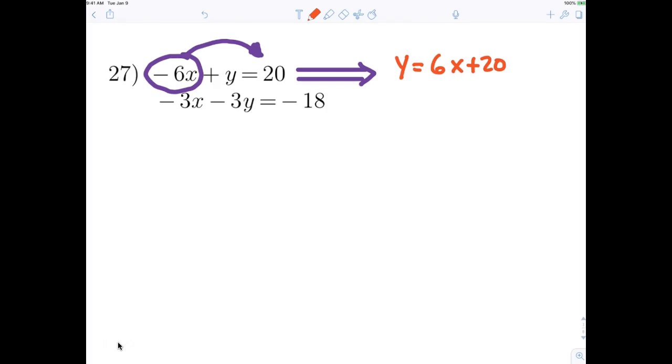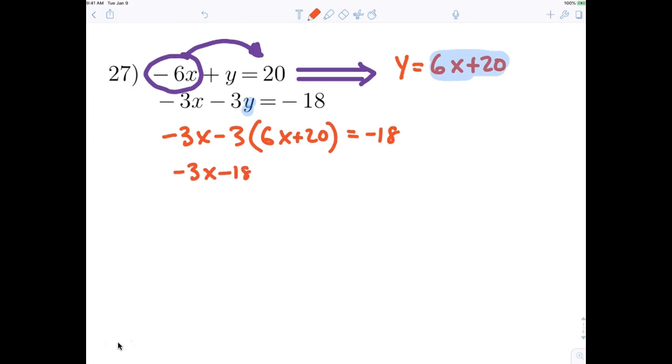So now what am I going to do? I'm going to take this y equals right here, and I'm going to plug it in for this y right over here. You see that? Now watch what happens. Negative 3x minus 3 parentheses 6x plus 20 equals negative 18. Now, from there, we're going to distribute the negative 3. Negative 3x minus 18x minus 60 equals negative 18.